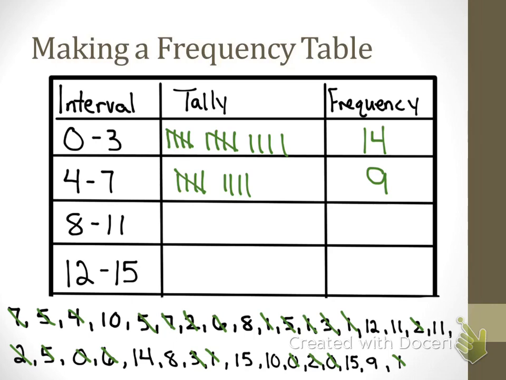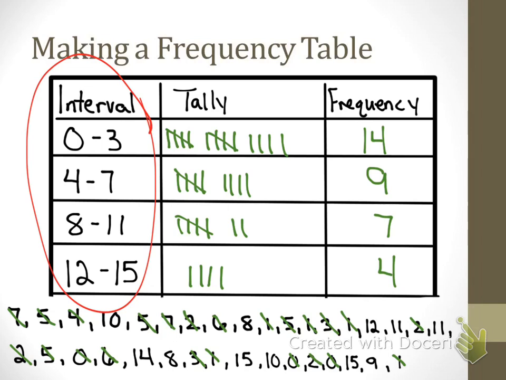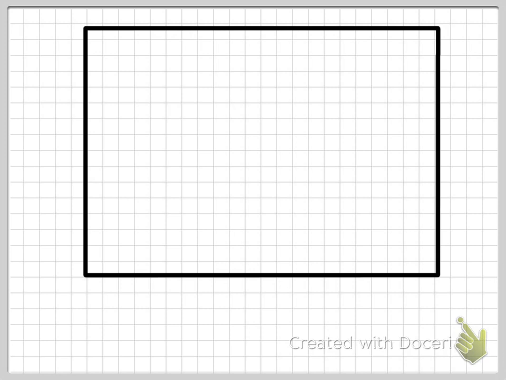How many numbers occur between 8 and 11 and 12 and 15? All right, so how many between 8 and 11? 7. 7, very good. How many between 12 and 15? 4. 4, very good. Okay, so now I have all the data I need to make my histogram. My intervals are going to be my category, and my frequency is going to be my quantity, or my vertical column. So right underneath your frequency table, or right next to it, depending on how much space you have, I want you to go ahead and set up a histogram.